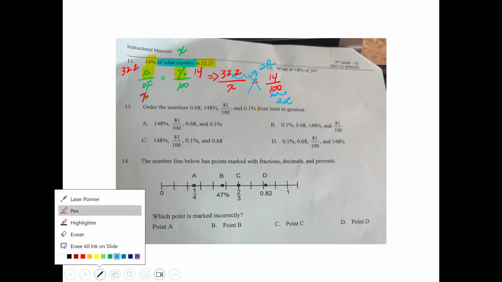So let's go and rewrite this. 32.2 over X equals 14 over 100. Okay, now we cross multiply. When you cross multiply this, 32.2 times 100. Now, look at this. Remember how you go 1, 2 to the left. Do you see that? Which means you take this decimal and go 1, 2 to the right. So then how many zeros do you put here? Do you see how there's a space for 1 0? So then you have 3, 2, 2, 0 equals 14 times x is 14x.